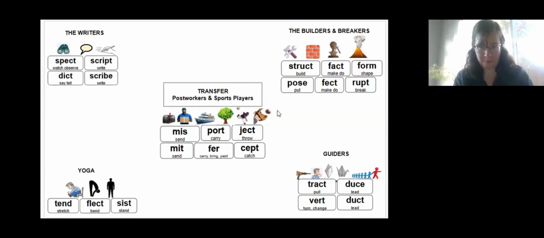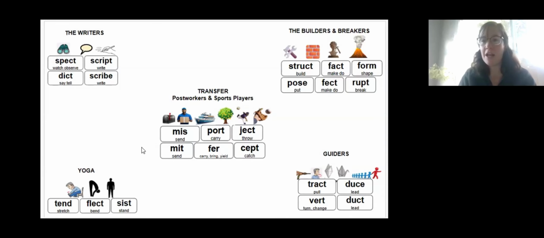Let's go in the middle. Transfer. These ones are like post workers and sports players. Miss and mit are send, so you're going to write and then send it. Port is to carry, like portable, remember the backpack. Fur means to carry or bring or yield. So we either have the ship, like a boat, or we have the fertility of the soil, fertile soil, and then you bring forth.